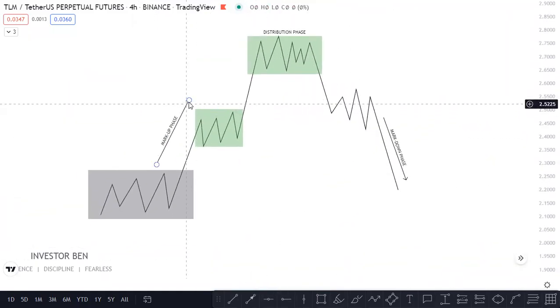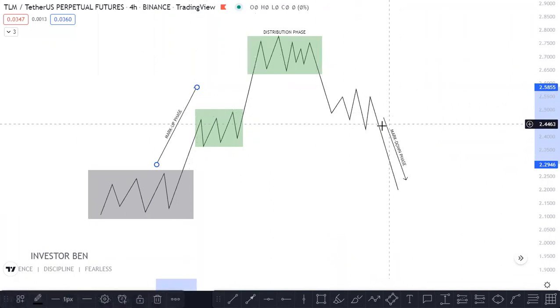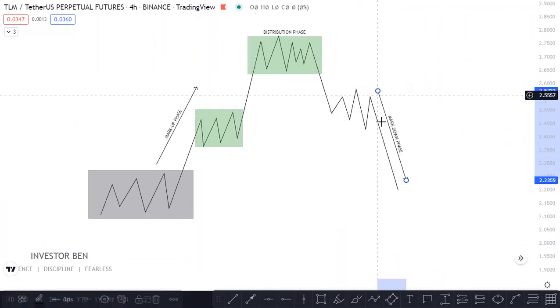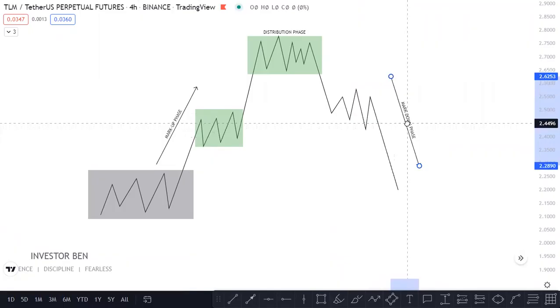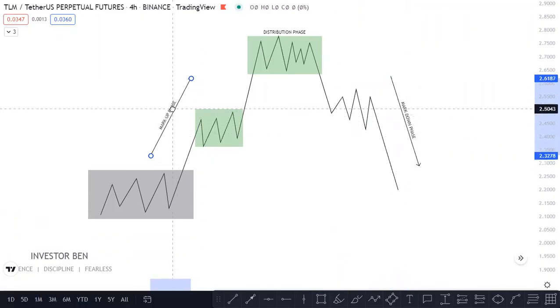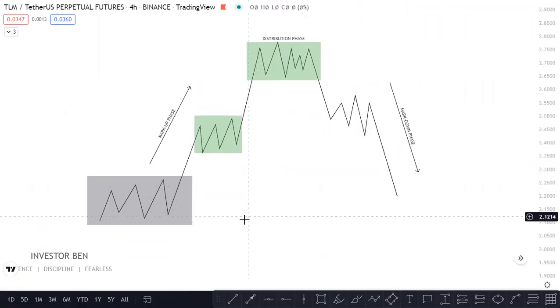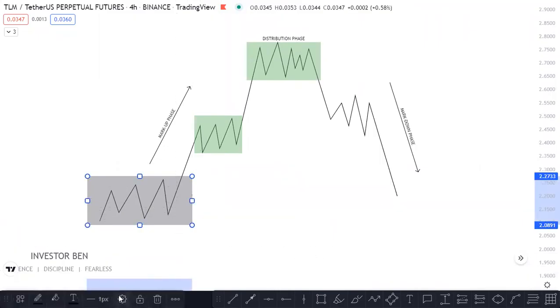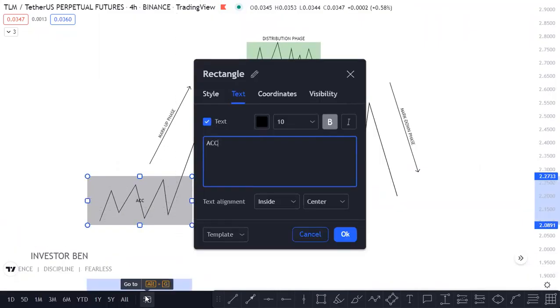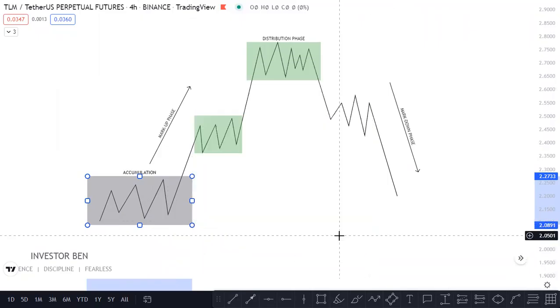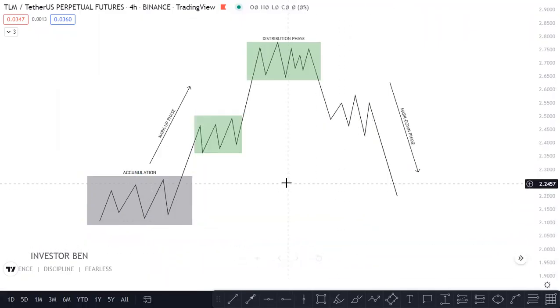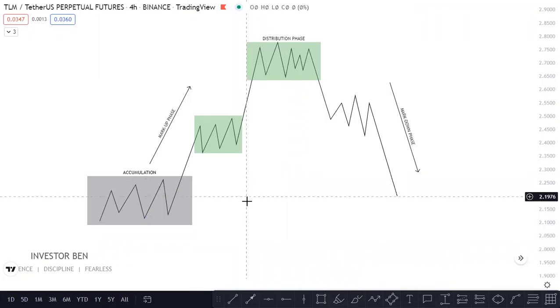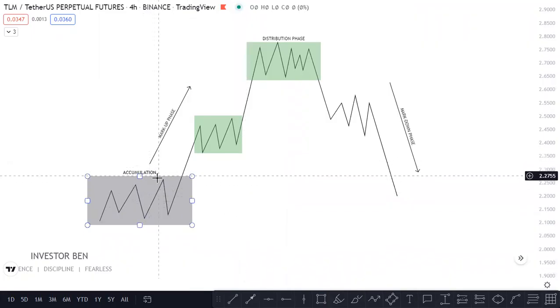Okay, now this is your markup phase, right? Your markdown phase, your entire markdown phase, and your markup phase. Now, in these phases, this is your accumulation, to get all of these things. So in this accumulation, after this phase accumulation happened, right?